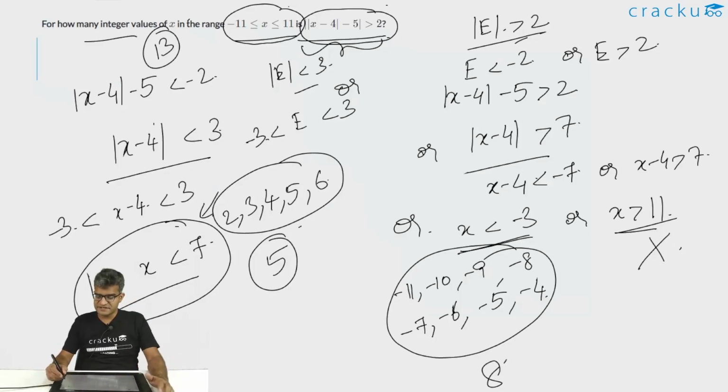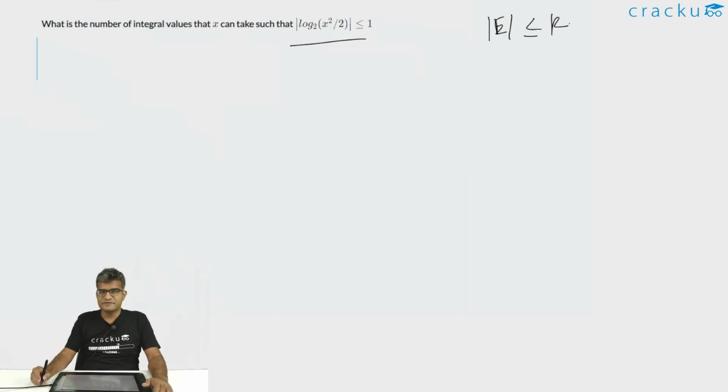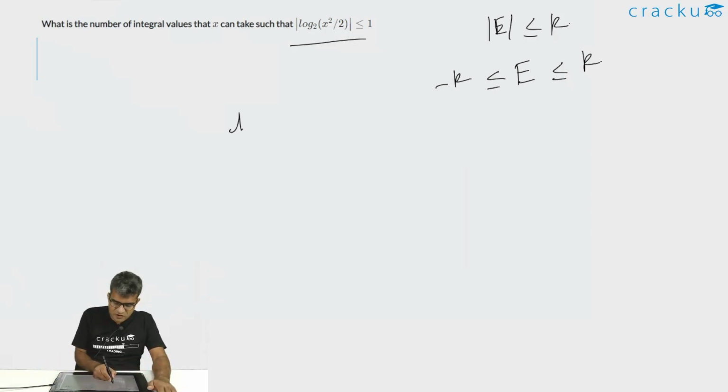Let us answer another question. Here we are asked to calculate the number of integral values of x such that modulus of log of x square by 2 to the base 2 is less than or equal to 1. If you are given an expression and if you are told that this is less than or equal to a number k, it would imply that this expression will lie between minus k and plus k. So in this particular case, log of x square divided by 2 to the base 2 will lie between minus 1 and plus 1.